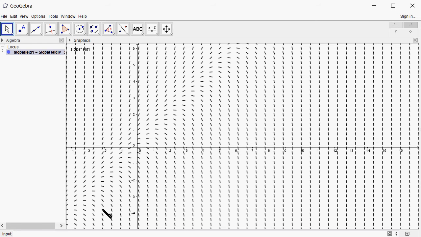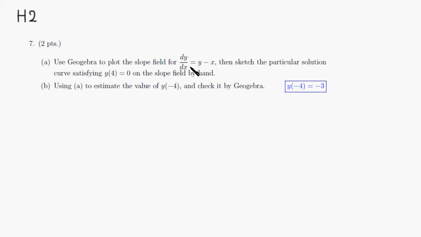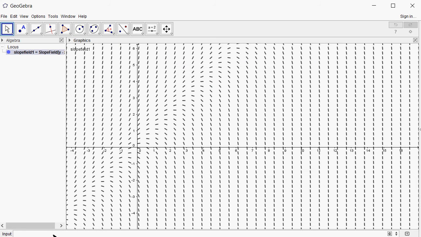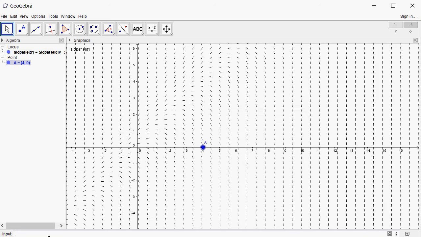Then we're going to try to sketch a graph by hand, satisfying this initial value condition, y of 4 equals 0. So it means that it goes through (4, 0). Maybe I'll put the point (4, 0) in here. So we just do 4, 0. Right, so we have that. We want the solution that goes through that point.